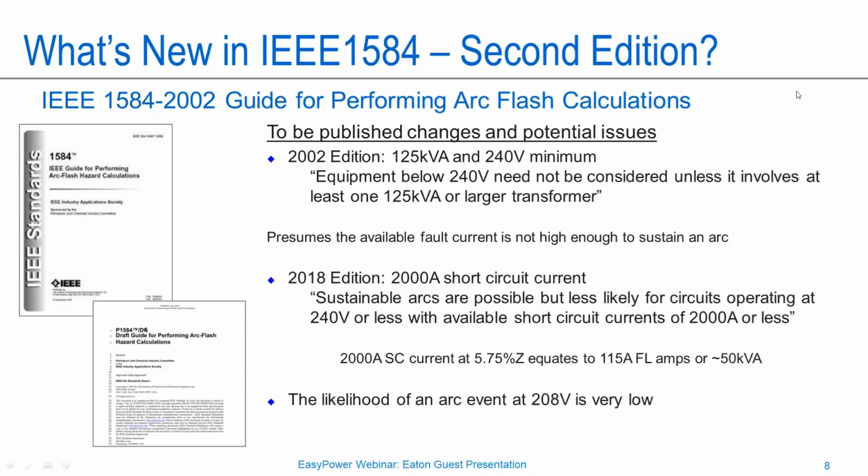The likelihood of an event at 208 volts is fairly low, but in this case, I think this will make the power system engineering world take another look at the bottom end and maybe choose a different place to stop modeling a system, slightly lower than the 125 kVA and 240 volt line defined in the 2002 guide.